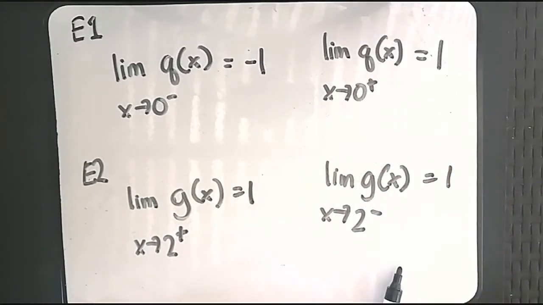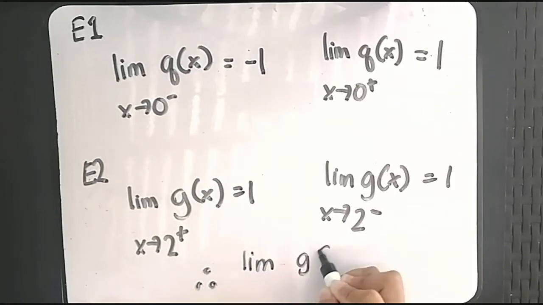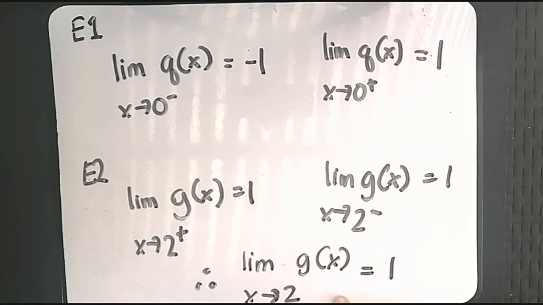However, dito sa example number 2 natin, since the limit of g of x from the right of 2 at from the left of 2 are equal, then we say that the limit of g of x as x approaches 2 is equal to 1. So you see now the connection of one-sided limits to that of the two-sided limits. Okay? Two-sided limits yung wala tayong symbol sa taas, one-sided yung mga meron.